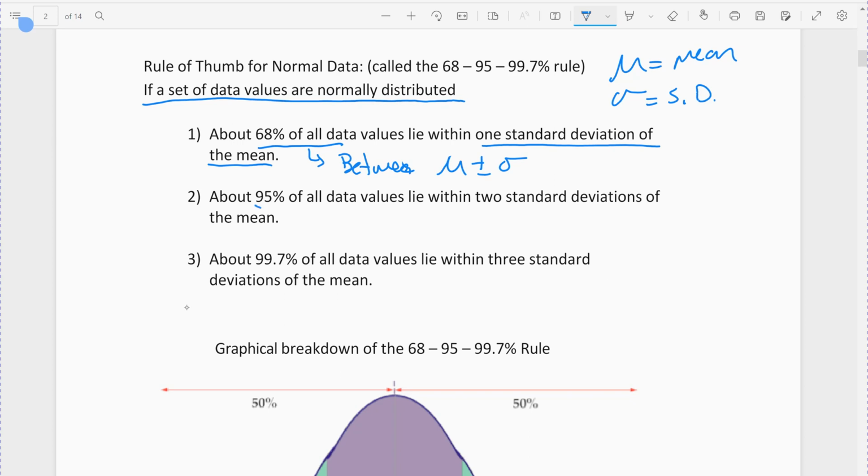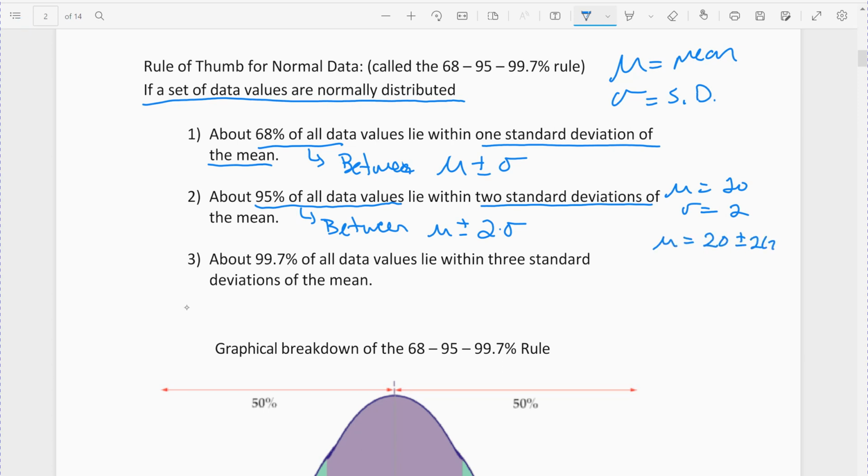Alright, the 95 means 95% of all of the data values will land within 2 standard deviations. So that means 95% of all of the values in the set, if it's normal, will be between the mean plus or minus 2 times the standard deviation. So 2 standard deviations away. So again, if the mean was 20 and the standard deviation was 2, we'd have 20 plus or minus 2 times 2. So they'd land within 4 units above or 4 units below. That's what that means. So you would take your standard deviation and multiply by 2.